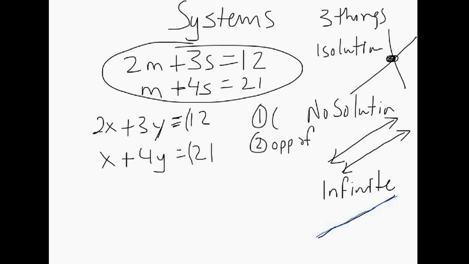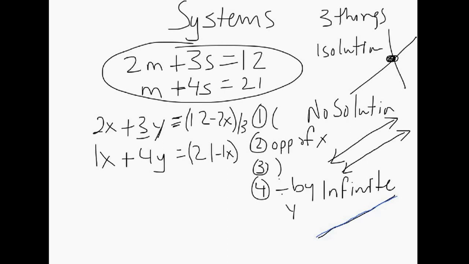opposite of x, so the opposite of 2x is minus 2x. The opposite of 1x is minus 1x. Step 3 was right parenthesis. And step 4 was divide by y. So our y number is 3, so divide by 3. Our y number is 4, so divide by 4.